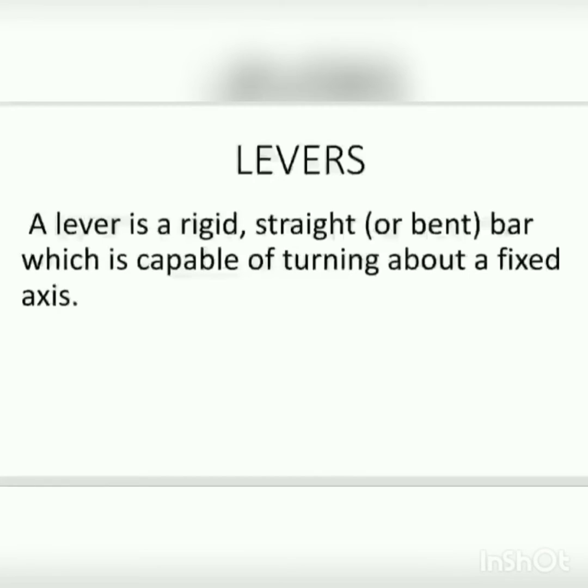Levers are the simplest kind of machine used in our daily life. In simple words, a lever is a rigid, straight or bent bar which is capable of turning about a fixed axis. The axis about which the lever turns passes through a point of the lever which is called the fulcrum, and it is generally marked by the letter F.